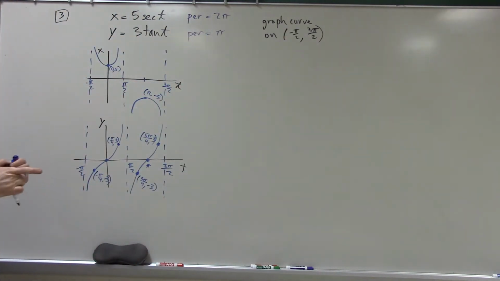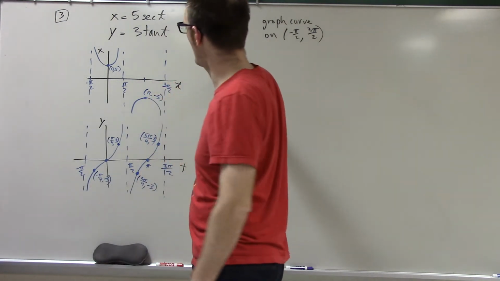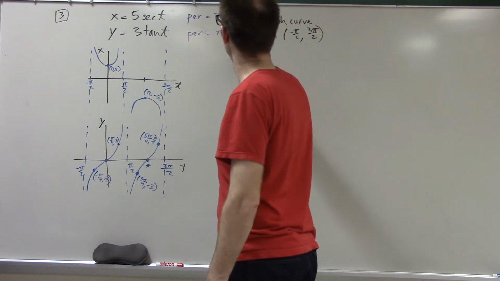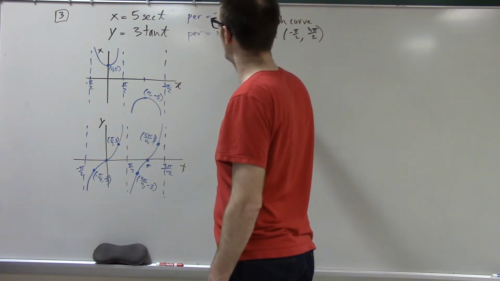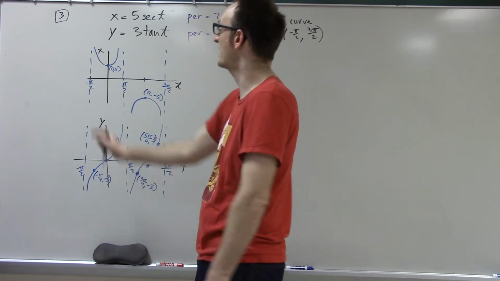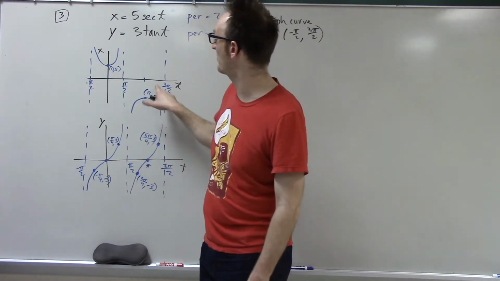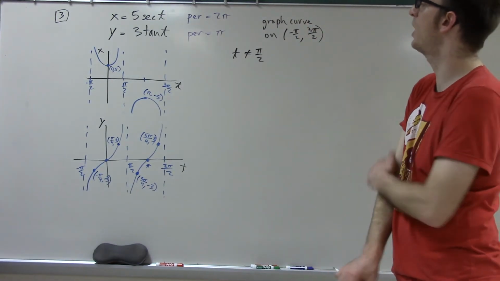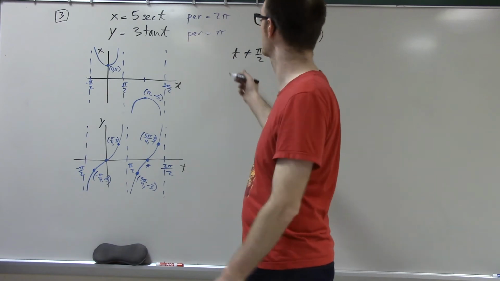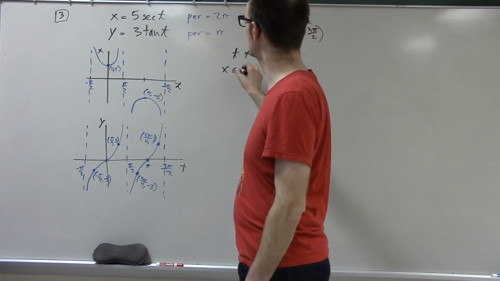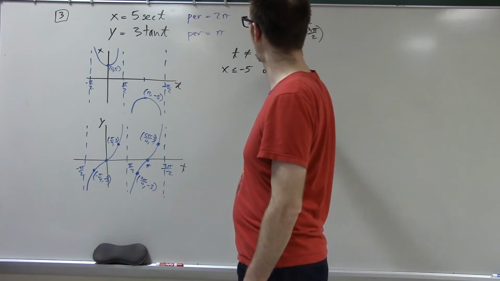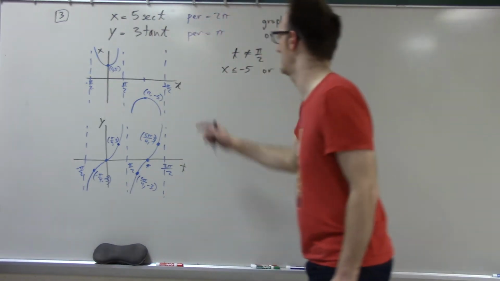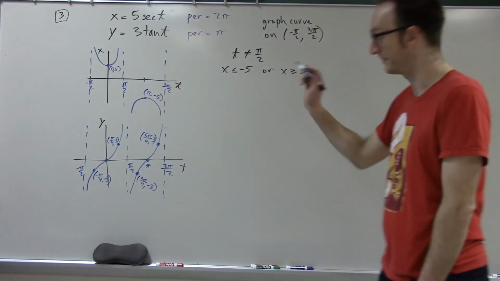Alright, having done that, then what are my restrictions? Well, this blows up at pi over 2, and also at negative pi over 2 and 3 pi over 2. So t can't be pi over 2. And it also gets kind of crazy near negative pi over 2 and near 3 pi over 2. Alright, to do this problem truly properly, I could also say the restrictions on x, right? x is always going to be less than or equal to negative 5, or x is going to be greater than or equal to 5, because that's how secant works, and there are no restrictions on y.